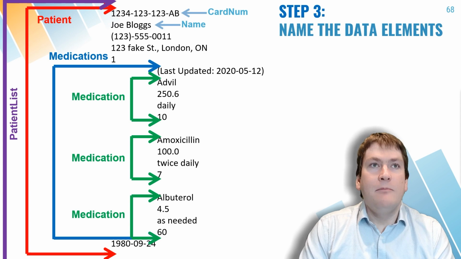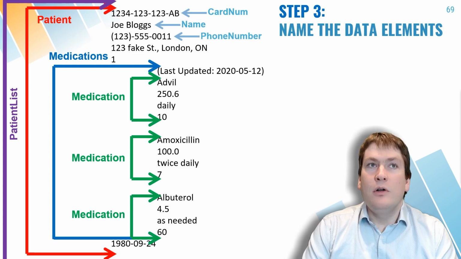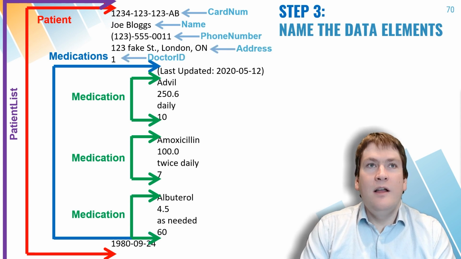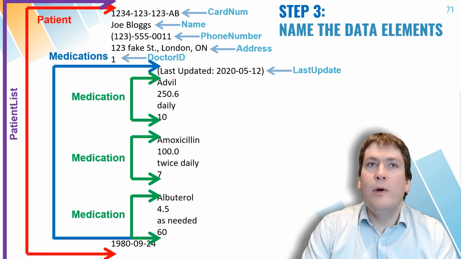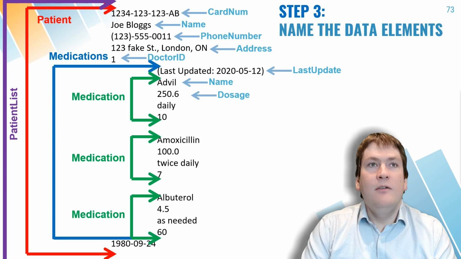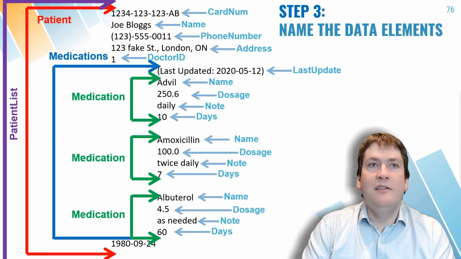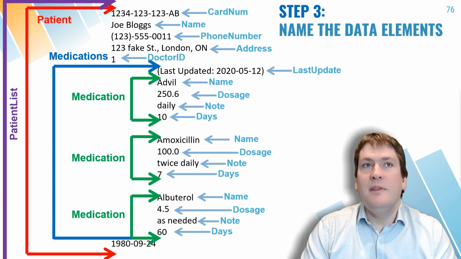We'll call patient name just name for now. We'll call phone number phone number. We'll call the address address, doctor ID, and we'll just keep going on. This is going to be last update. We'll call that name for medication name, dosage, note, days, and all the other ones have to be the same.